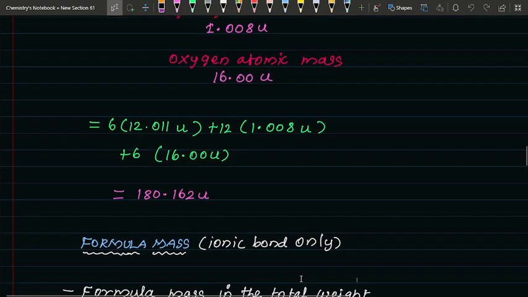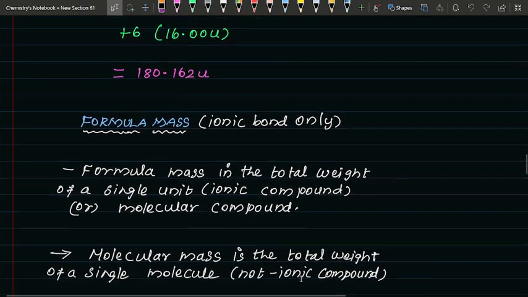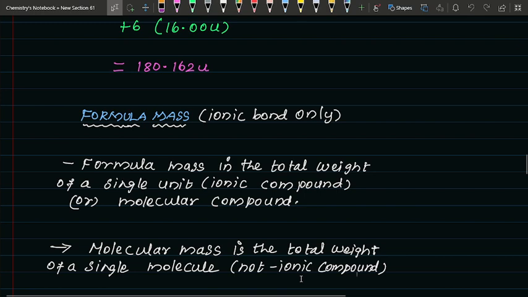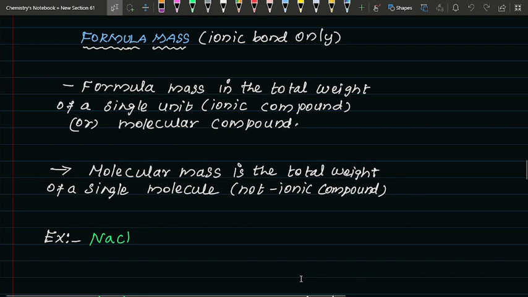Formula mass is commonly used for ionic compounds only. Formula mass is the total weight of a single unit of an ionic compound. Formula mass is commonly used for ionic compounds, while molecular mass is commonly used for covalent compounds.